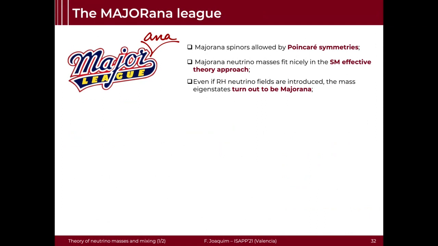And this is interesting. Why? Because we have seen that there is no problem with Majorana spinors with Poincaré symmetries of the standard model. Actually, there is this strong argument that Majorana neutrino masses fit nicely if you look at the standard model in an effective theory approach. And we have also seen that if you add right-handed neutrino fields to the standard model and you don't do anything else, then at the end, the mass eigenstates turn out to be Majorana.